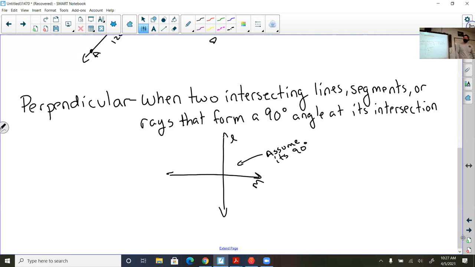All right, so those are the relationships that we're gonna be using tomorrow. Tomorrow we'll do some problems, kind of like we normally do. Maybe I'll go over a problem, give you a problem, and so on and so forth, of working with these relationships.